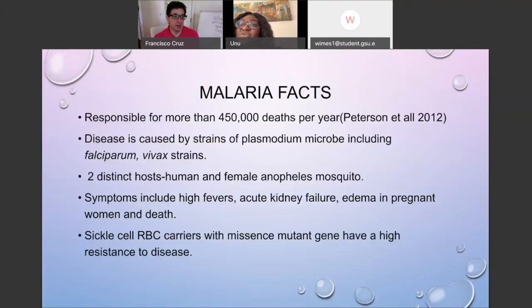My name is Unu. I'm going to be presenting on a very important topic that I feel is important to me, which is malaria. Looking at the microbe Plasmodium falciparum, which is the causative pathogen that is responsible for the disease. On the first slide, I just show some of the facts about the malaria disease. It's responsible for over 450,000 deaths per year. Typically, it's caused by two popular strains, the falciparum and the vivax strains. The distinct thing about malaria is that it has two hosts, the human and the female mosquito. Symptoms include high fevers, acute kidney failure, and death in most instances if it's not treated. And then we've also seen that sickle cell red blood cell carriers have a resistance to malaria.